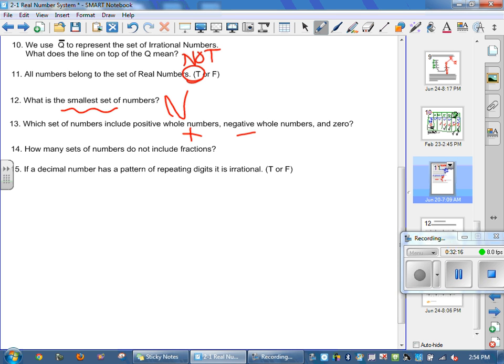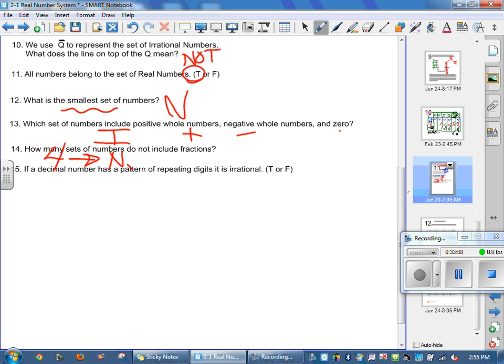Number 13. How many sets of numbers do not include fractions? Let's take a look at the examples. Does natural include fractions? No. Does whole include fractions? No. Does integers include fractions? No. Does rational include fractions? Yes, this is the only one that includes fractions. But they're all part of the giant system called real. So how many sets of numbers include fractions? 1. So how many do not? 1, 2, 3, and the irrationals. So 4, because we've got natural, wholes, integers, and irrationals. All of those cannot have fractions.